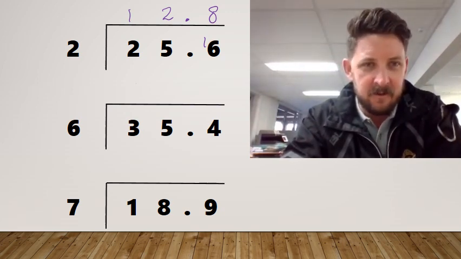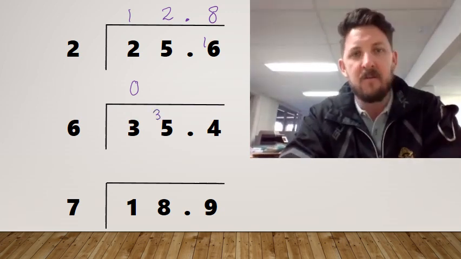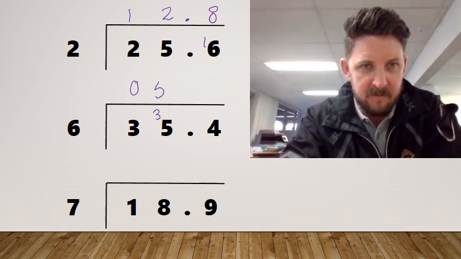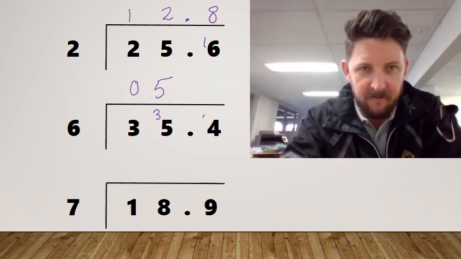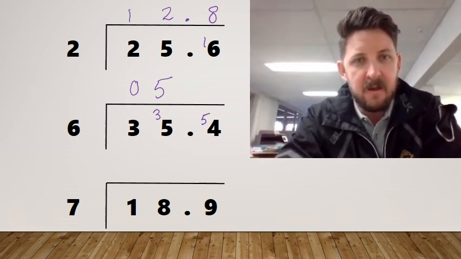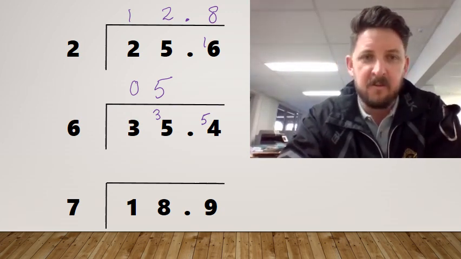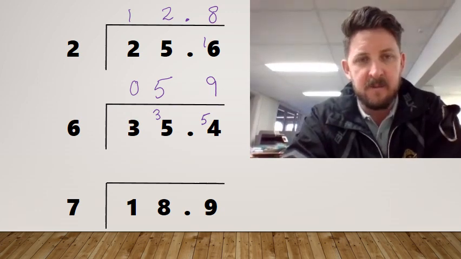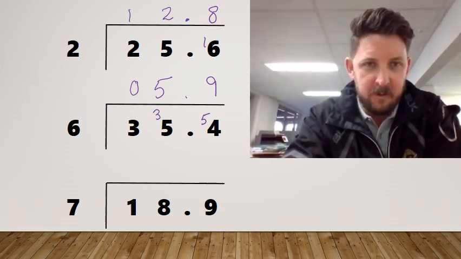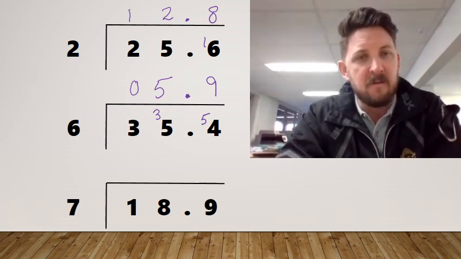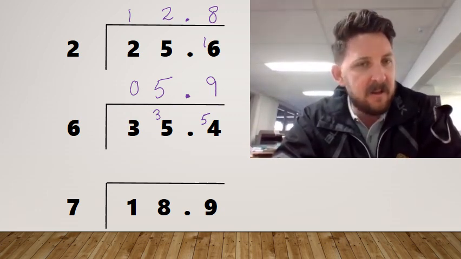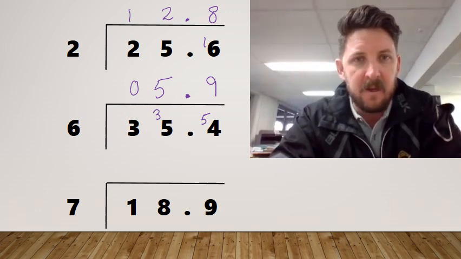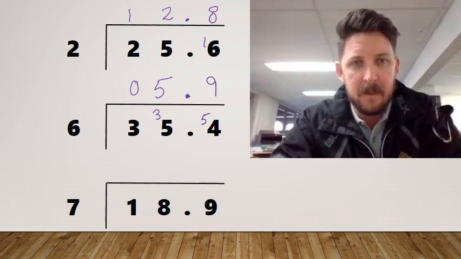6 into 3 doesn't go. Bring my 3 across because I go left to right. 6 into 35 goes 5 times. 5 6s are 30, so there are 5 left over. And then to finish off, 6 into 54 goes 9 times. Now remember, don't forget to put your decimal place in. It goes directly above. Check your answer there, gentlemen. If it's correct, you may wish to continue on with me. If not, stop the video again and check your last answer.